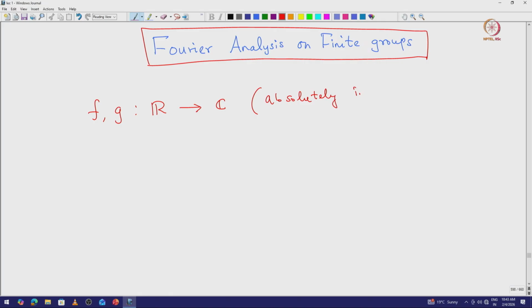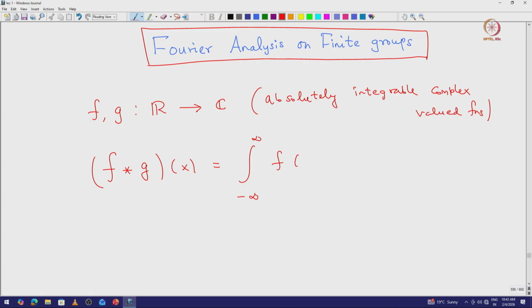Both are absolutely integrable complex valued functions. Then the convolution product of these functions is defined by the following formula. You take this f star g, and at the value x it is defined to be the integral from minus infinity to infinity of f of x minus y times g of y dy.